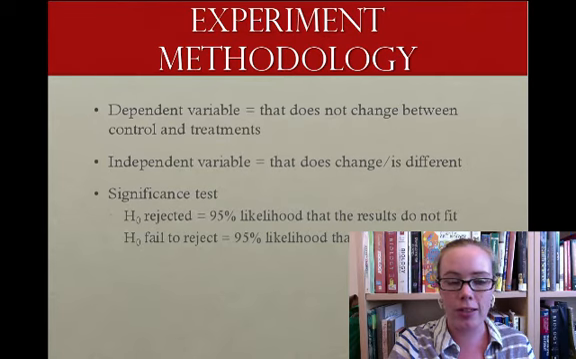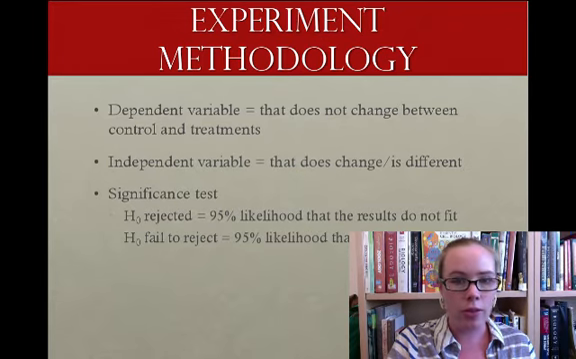Then, after you run your statistical analysis, you would run a significance test, where you come up with a conclusion if you rejected, failed to reject, or refuted your null hypothesis. Usually, we run the significance test off of a 95% confidence level, which means that if you reject your null hypothesis, it's a 95% likelihood that the results did not fit. Whereas if you fail to reject your null hypothesis, then it's a 95% likelihood that the results do fit.